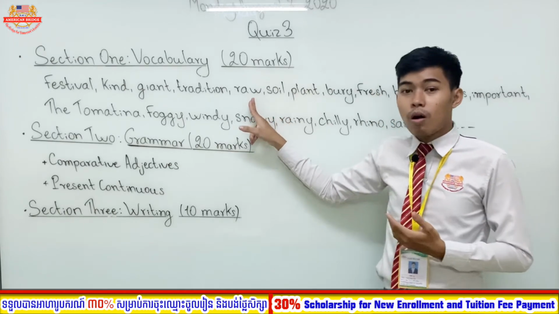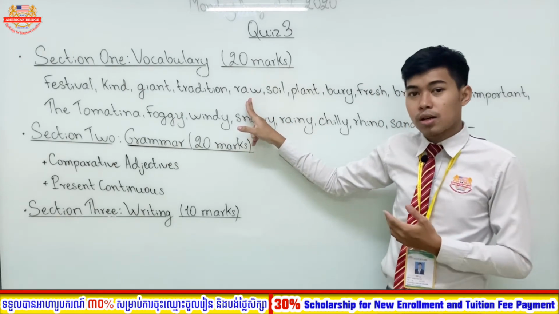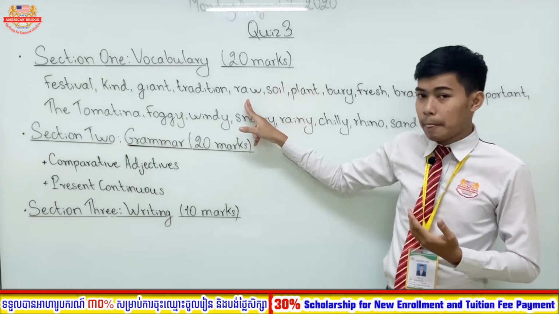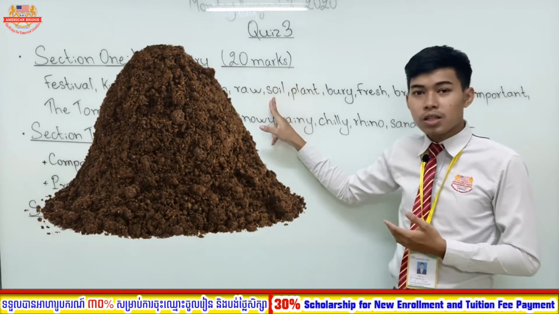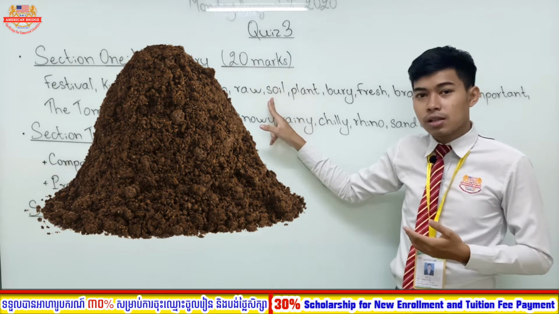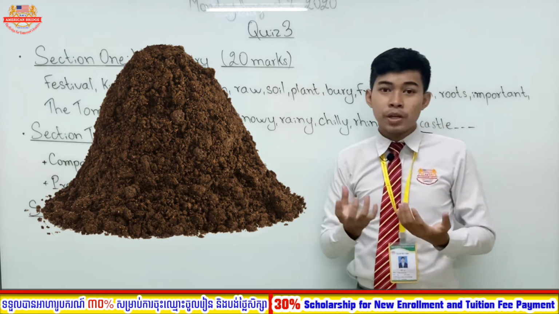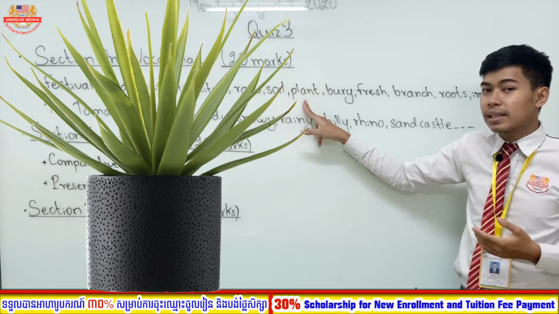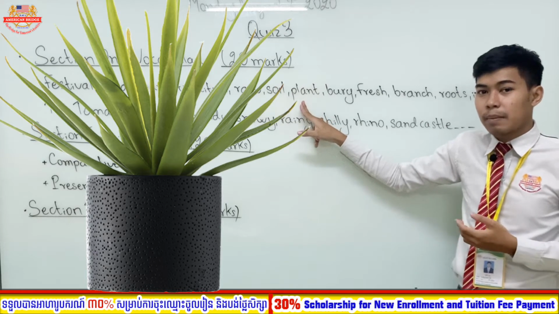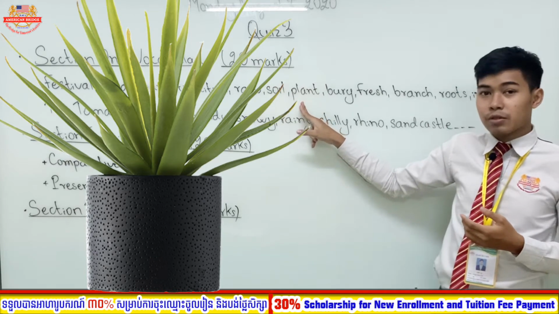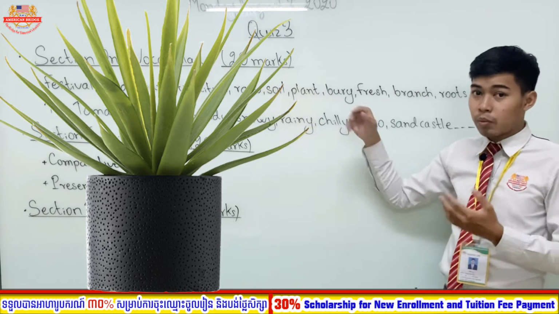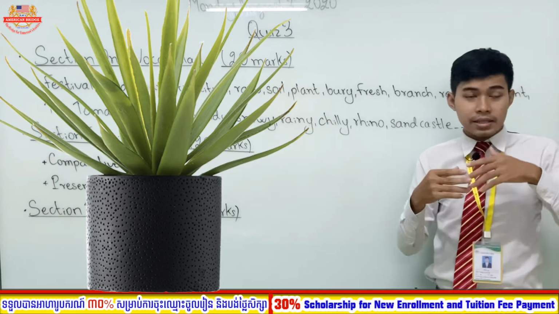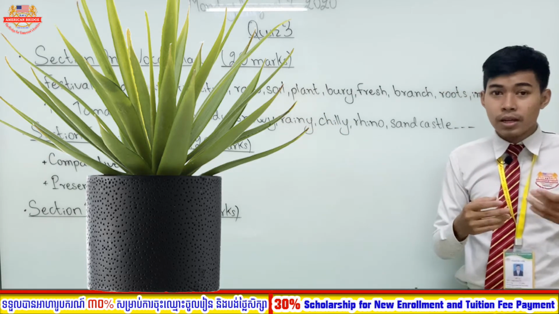This one, raw. If food or fruit is raw, it means that it is not cooked, it is fresh. This one, soil. When you want to plant a tree, you need soil so that the tree can grow. This one, plant. There are 2 parts of speech, noun and verb. As a verb, you plant a tree, you plant a flower, and as a noun, it is a plant. That is the plant, it is a flower, it is a tree.